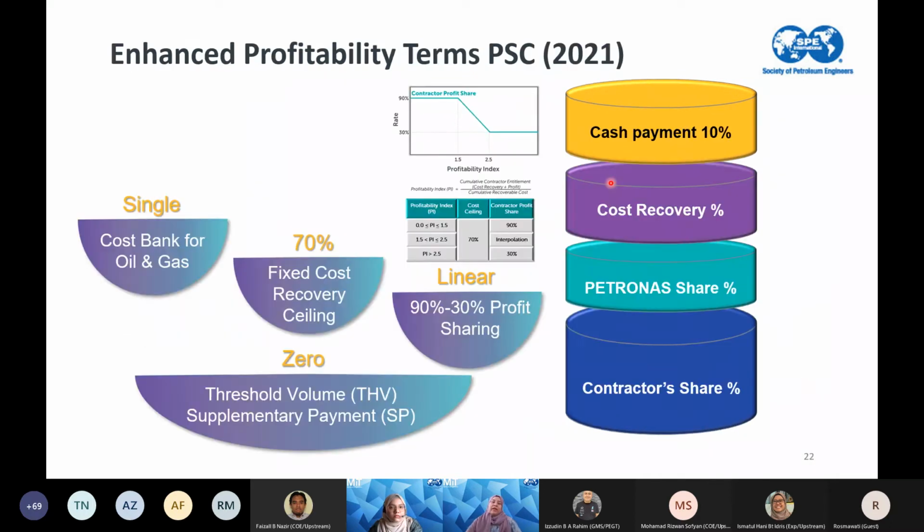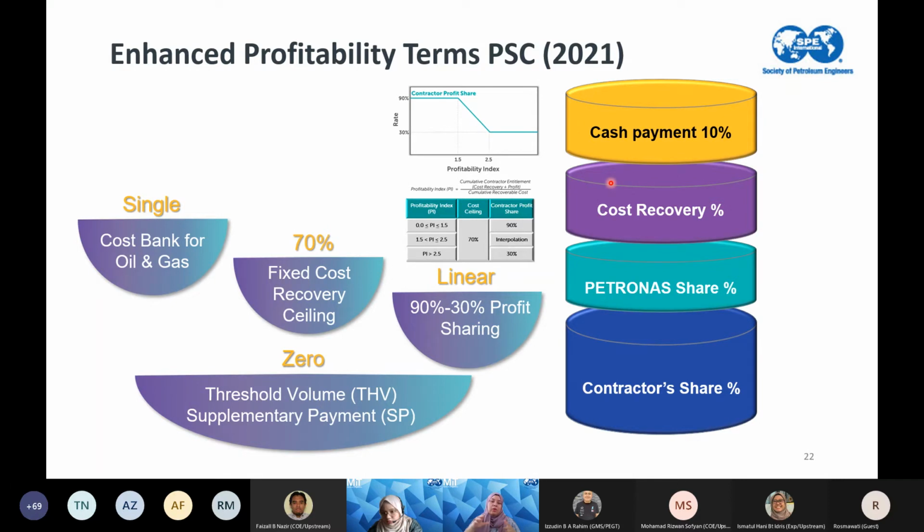Okay. Right. The last thing that I'm going to cover is the EPT, which is the Enhanced Profitability Term PSC. This was just launched in Malaysia bid round 2021. In fact, I presented this. So this still has cost recovery in it. Okay. So all new shallow water PSCs will have this term essentially.